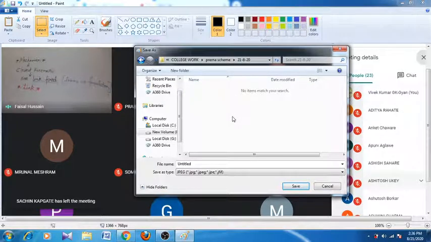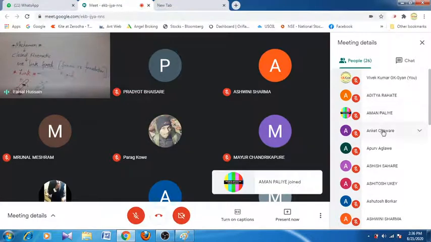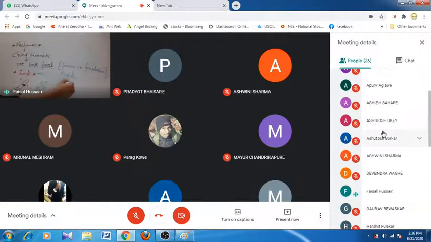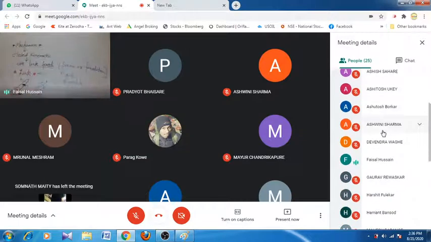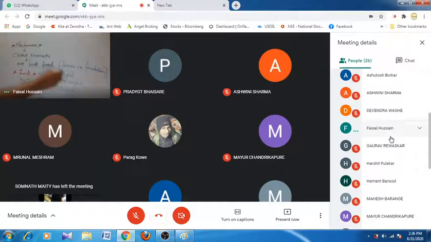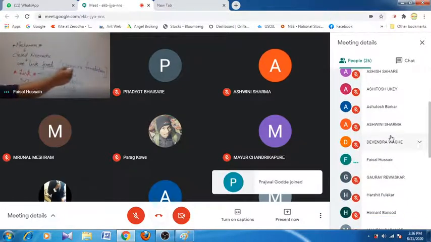Now the kinematic link is categorized into 3 types. The first categorization is the rigid link. The second categorization is the flexible link. The third categorization is the fluid link. So generally we are focusing on rigid link.